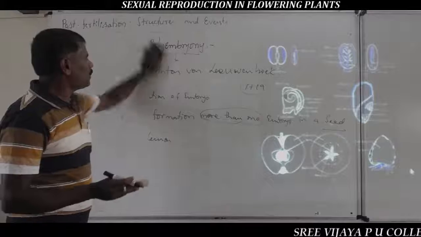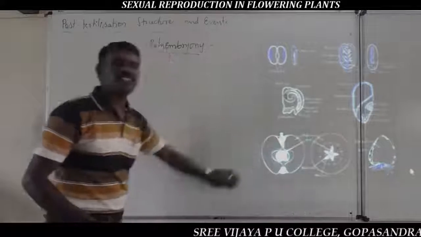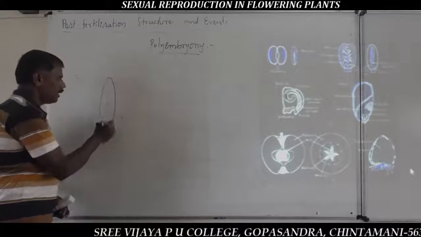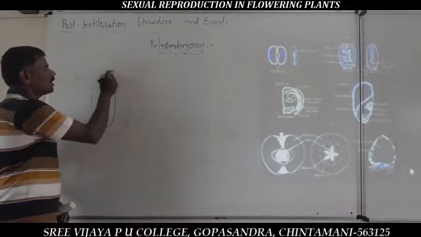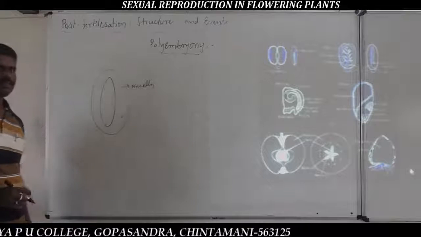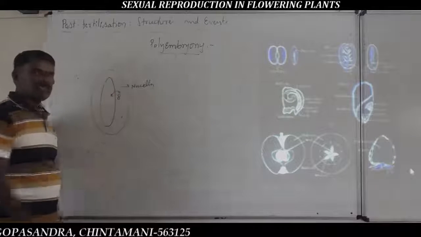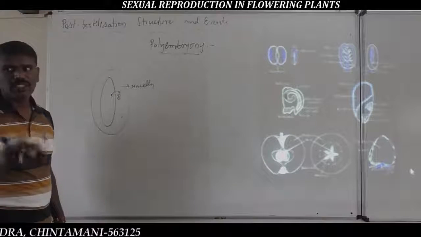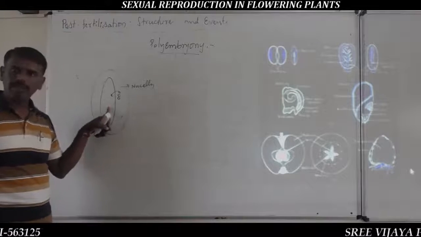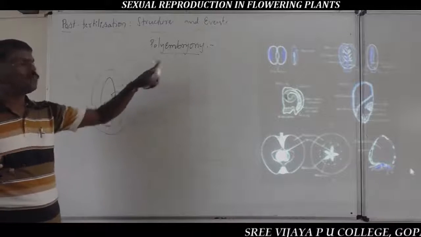So what are the causes for this polyembryony? Just as we discussed, there is the embryo sac, and surrounding it there is the nucellus in the ovule. Sometimes the nucellus cells may enter into the embryo sac and develop as embryos. Certain cells of the nucellus may enter the embryo sac and take part in formation of an embryo. So more than one embryo is formed.